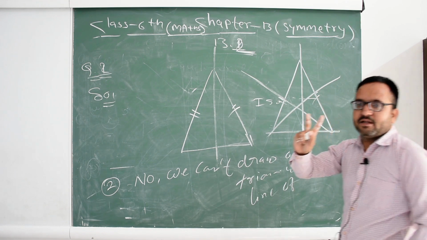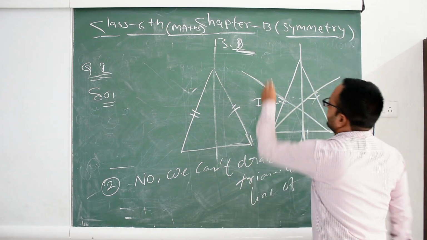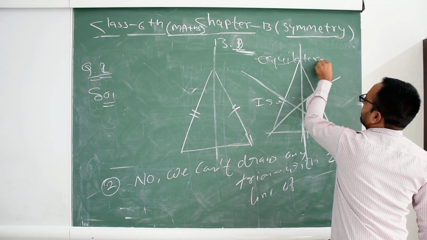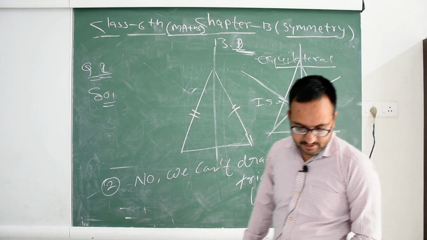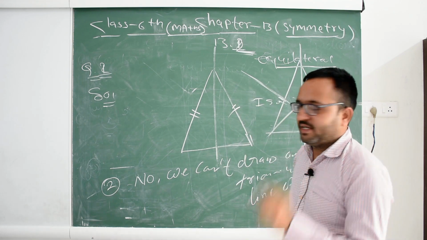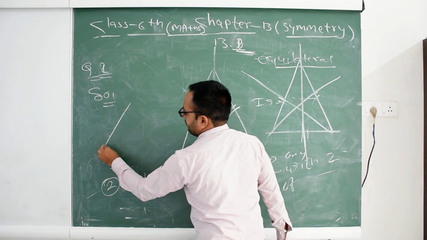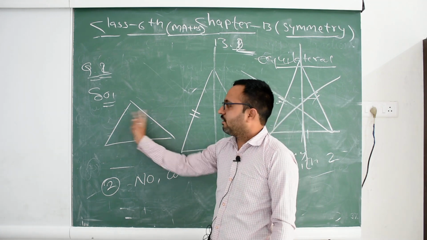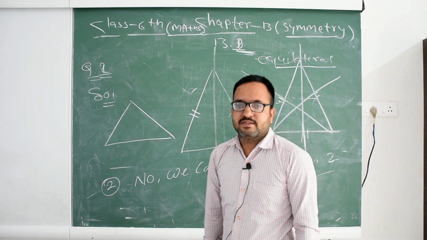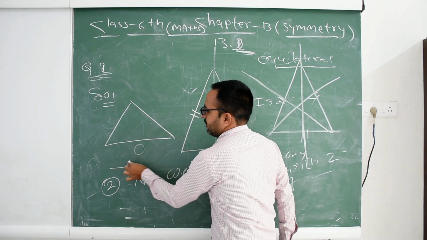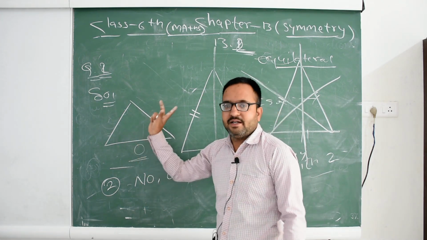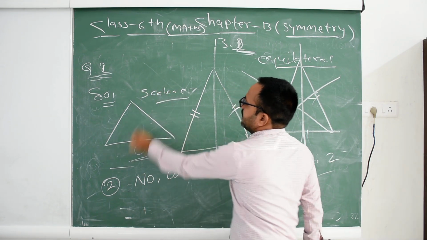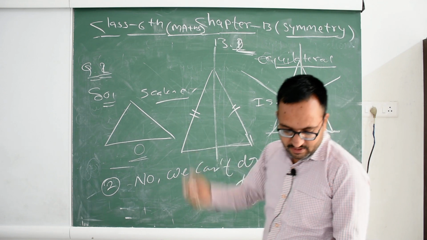How many lines of symmetry? Three lines of symmetry in an equilateral triangle. And no line of symmetry: we already know that in a scalene triangle all three sides are unequal in size, so we never put any line of symmetry in a scalene triangle. So your answer will be scalene triangle. So this is your concept.